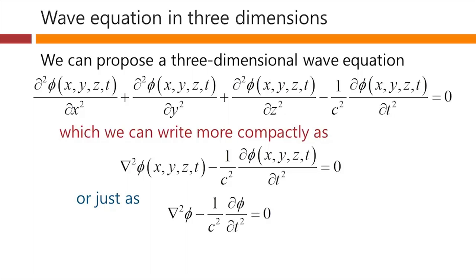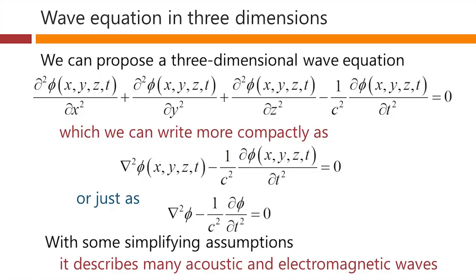Even more compactly, we might not bother to write out all of these variables here, and you'll often see the three-dimensional wave equation written in this form here. And with some simplifying assumptions, this turns out to be a very useful equation in a lot of classical physics. It describes many acoustic waves and can also describe electromagnetic waves, again, under some simplifying assumptions.